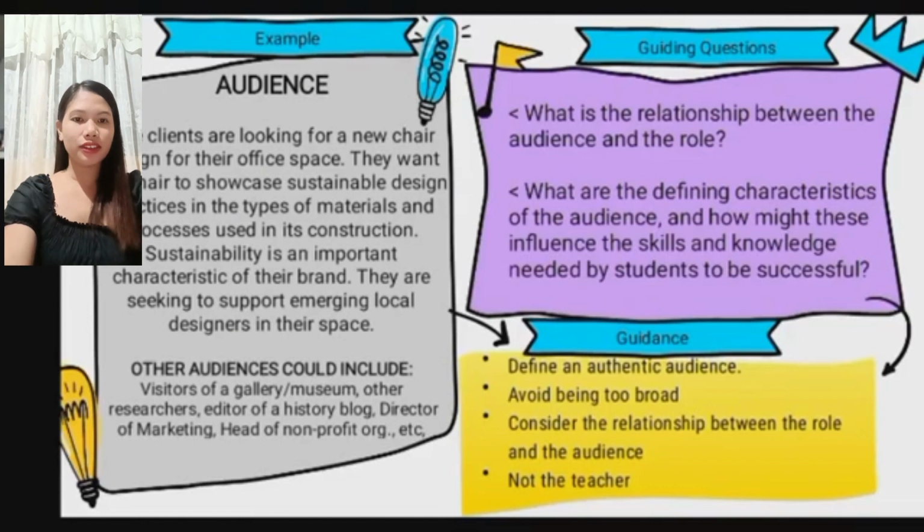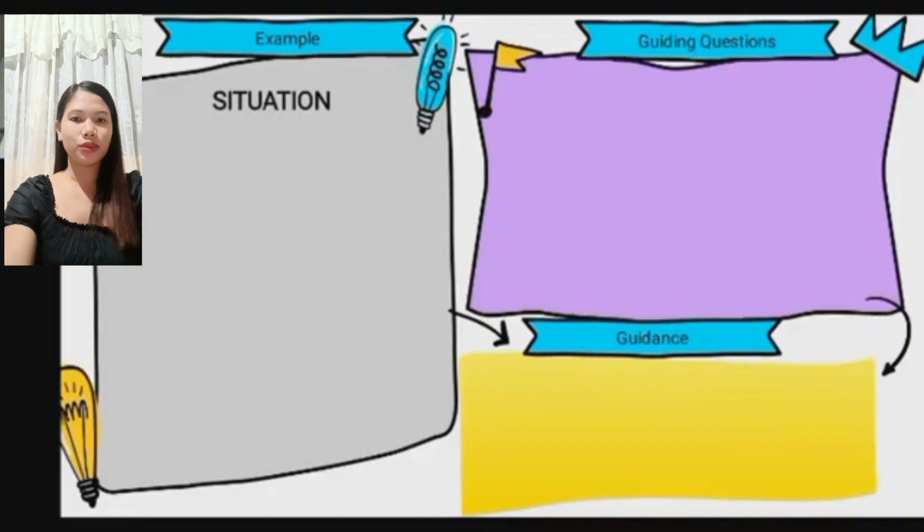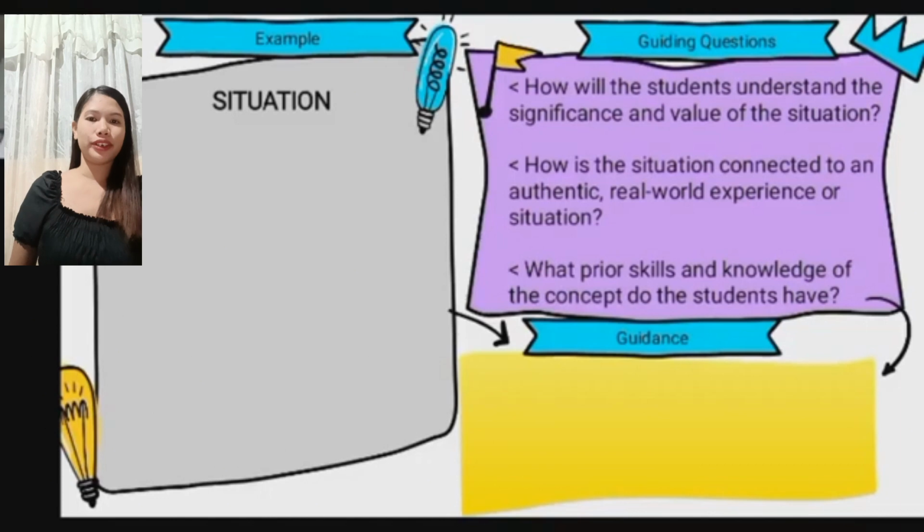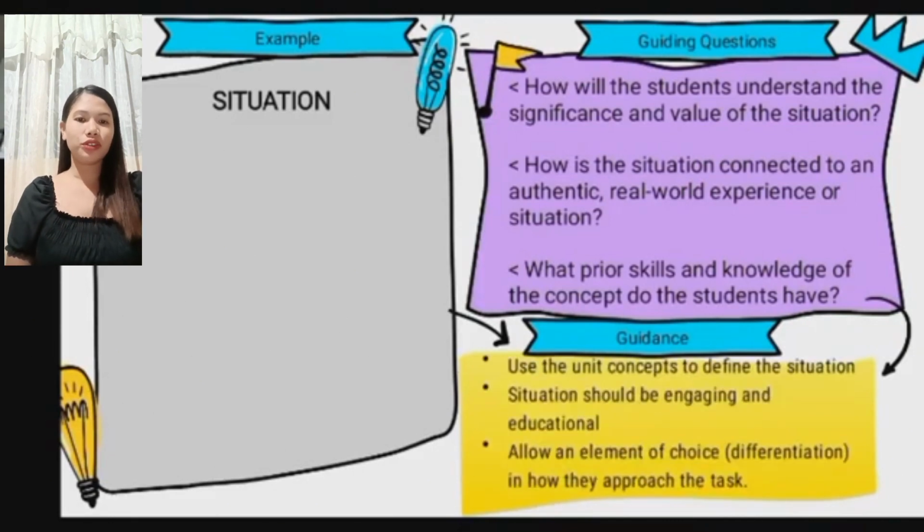The next is situation. So the guiding questions for situation: how will the students understand the significance and value of this situation? How is the situation connected to an authentic real-world experience or situation? And what prior skills and knowledge of the concept do the students have? And for the guidance, use the unit concept to define the situation. The situation should be engaging and educational. It should also allow an element of choice, differentiation in how they approach the task.